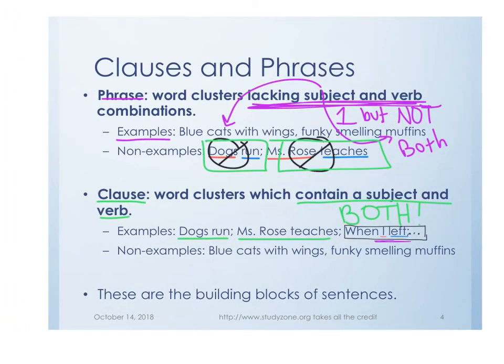Then my non-examples are actually the phrases, right? "Blue cats with wings" doesn't have a verb. "Funky smelling muffins," verbless. Funky smelling is describing the muffins. These are both adjectives here.